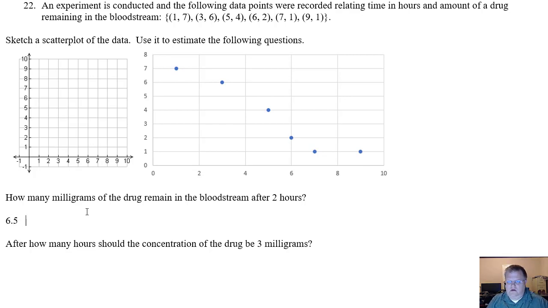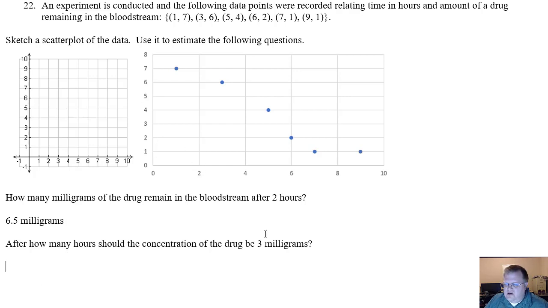Milligrams. And then also if I go up here, I see that 2 is halfway between 1 and 3, so I should go halfway between 7 and 6 to also get my 6.5.